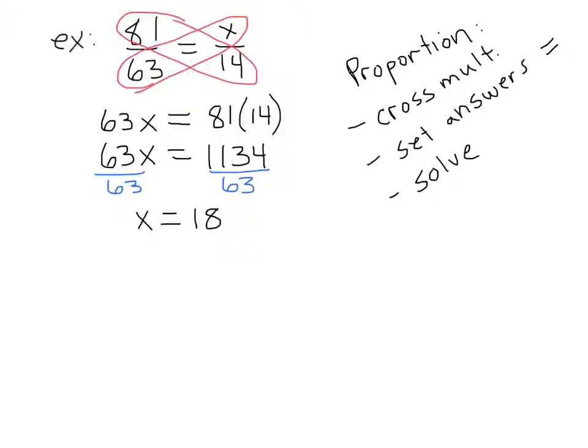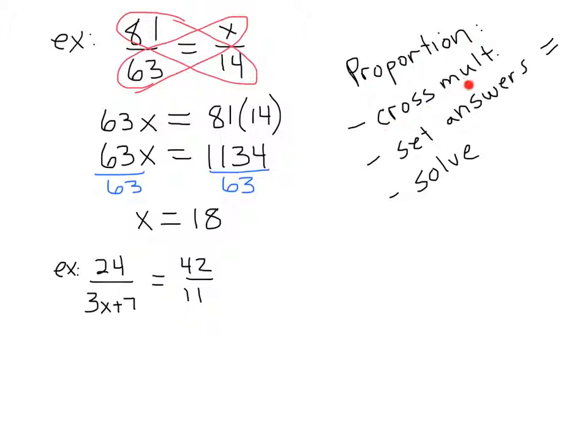All right, let's try another one. I think we can fit the other one right here. Let's go with 24 over 3x plus 7 equals 42/11. Okay, is this a proportion? Yes, it is. How do I know? There's a fraction and another fraction, and they're equal. So I know it's a proportion.